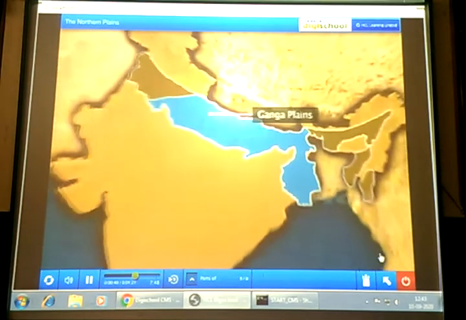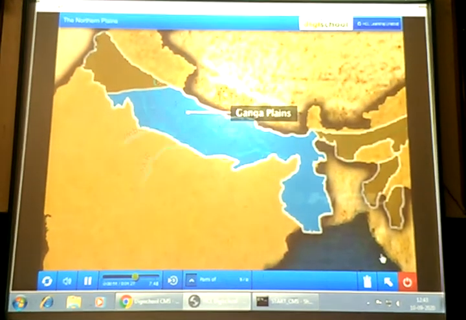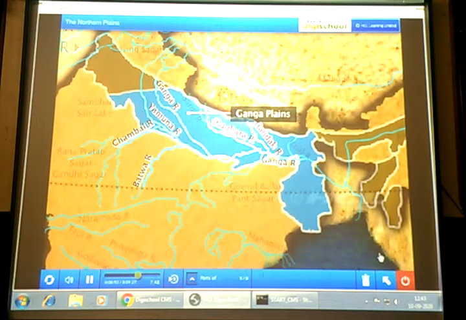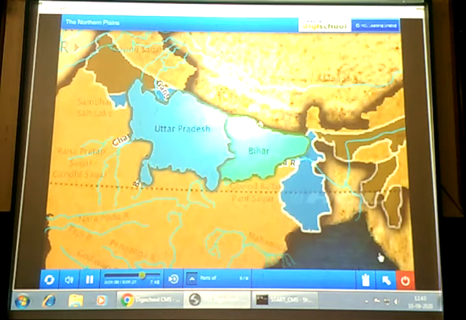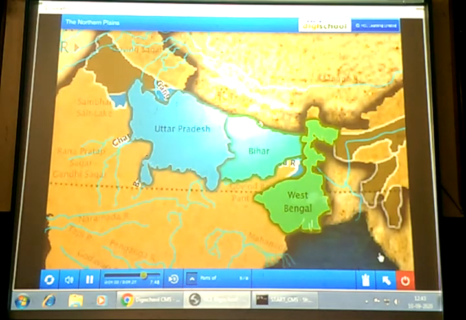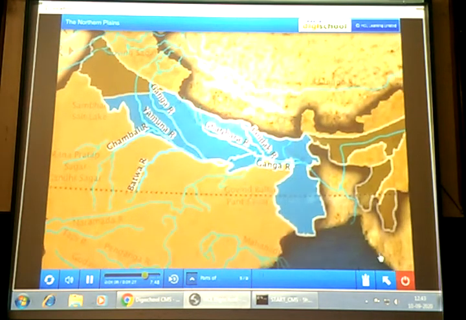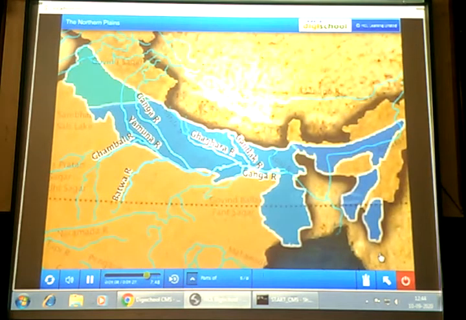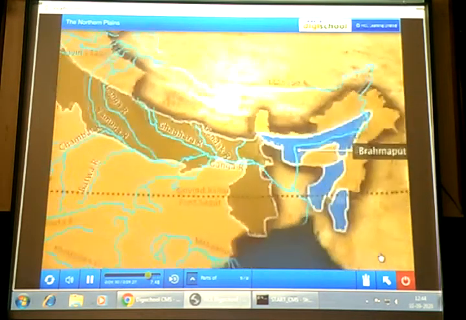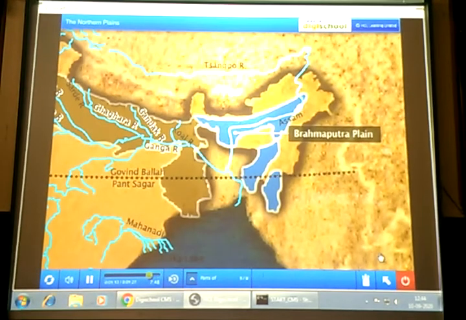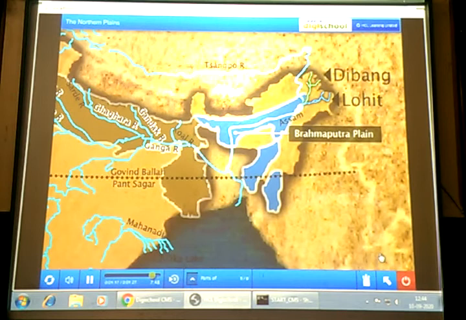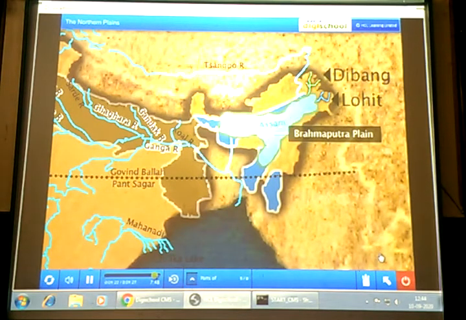The Ganga Plain is formed by the alluvial deposits of the Ganga and its tributaries. This plain covers parts of Uttar Pradesh, Bihar, and West Bengal. The Brahmaputra Plain is formed by the alluvial deposits of the Brahmaputra and its tributaries. This plain lies in Assam.